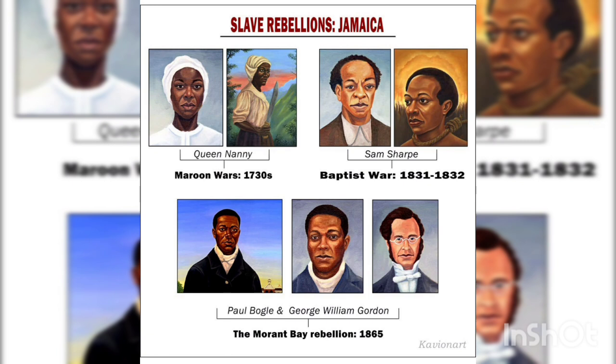Despite this defeat, the Maroons remained symbols of resistance in Jamaica, with modern communities like Accompong and Moortown continuing to govern themselves based on the historical treaties.